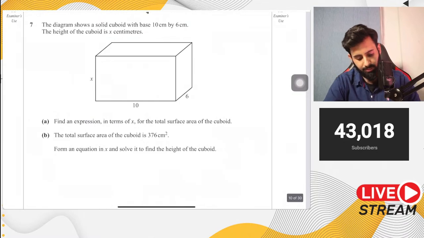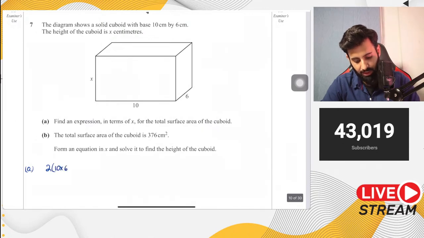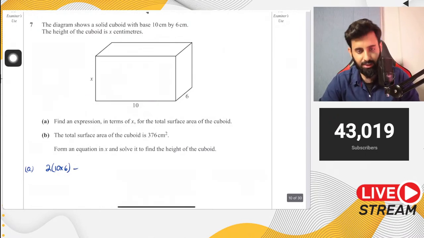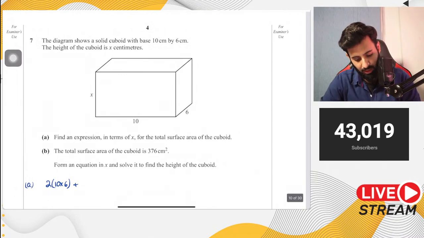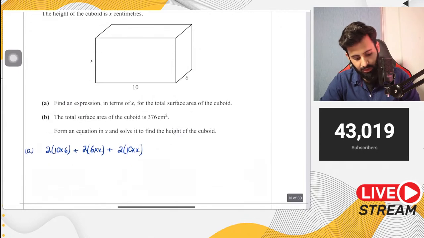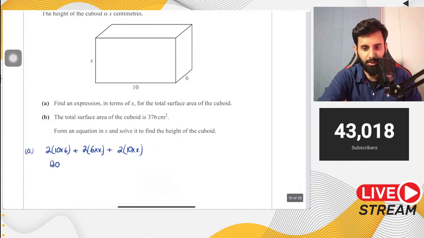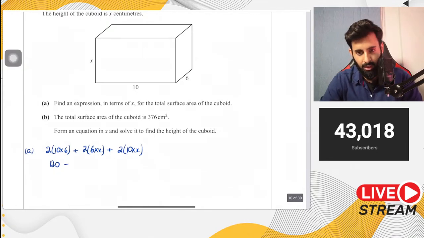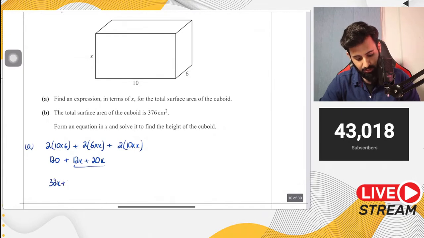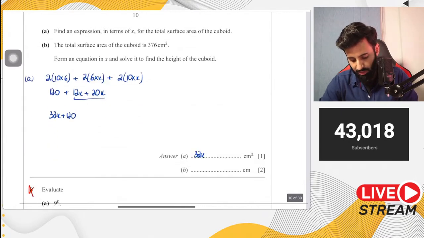Okay, so that shouldn't be difficult. So here's what we're going to do. We're going to multiply all the sides together and times it by 2. So 10 into 6 times 2, because we have one at the bottom, one at the top. Just make sure that the question doesn't say anywhere that it's open from the top or something like that. Then twice of 6 into x, then twice of 10 into x. So 10 into 6 is 60, 60 into 2 is 120. And then you have 6 into 2, that's 12x, plus 20x. So 20x plus 12x is 32x plus 120. So there you go, 32x plus 120 is your final answer.